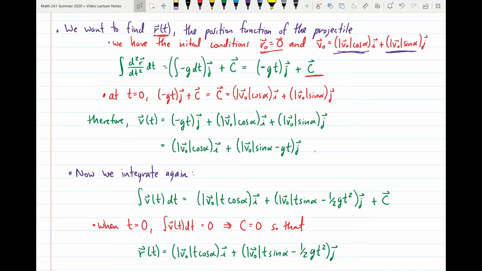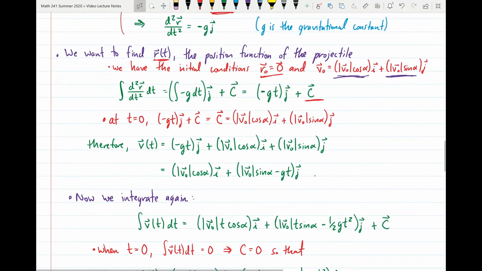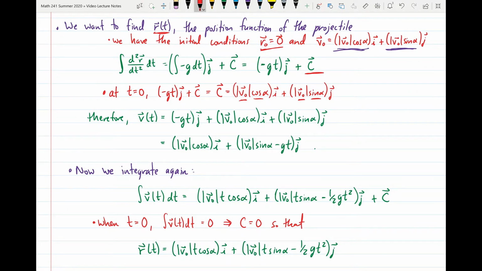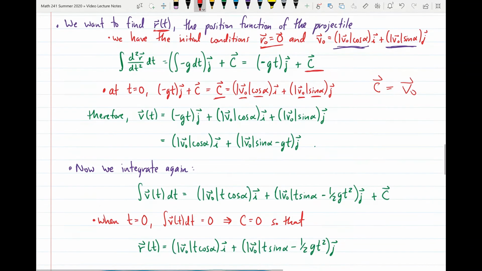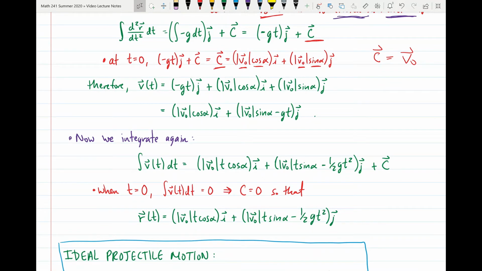Now we want to solve for that constant vector. So we're given that at t equals 0, our velocity function should be equal to the initial speed given to the projectile times cosine alpha in the i direction, plus the initial speed times sine alpha in the j direction. And using this fact to solve for c, we end up finding that c is actually equal to that initial velocity vector. So c is going to be equal to v naught. And once we know that, we can just write down the entire function for velocity in terms of t.